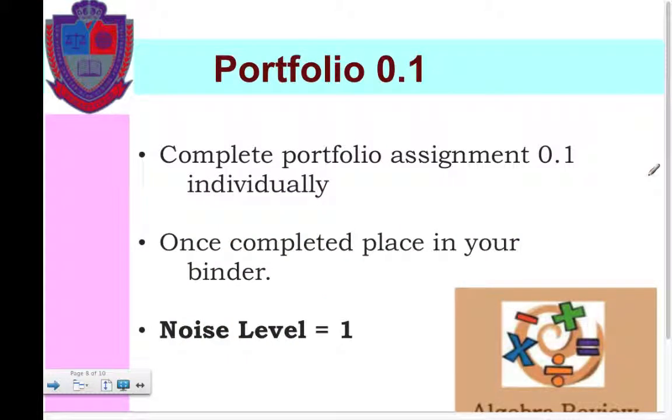What I want you to do now is start working on Portfolio 0.1. You could try this individually or as a group. And make sure you keep this and work on this in your binder.